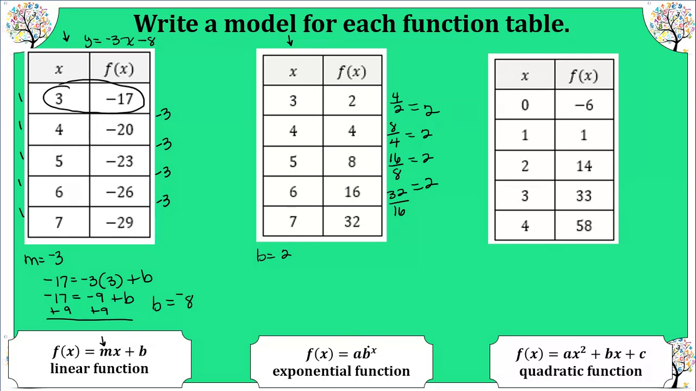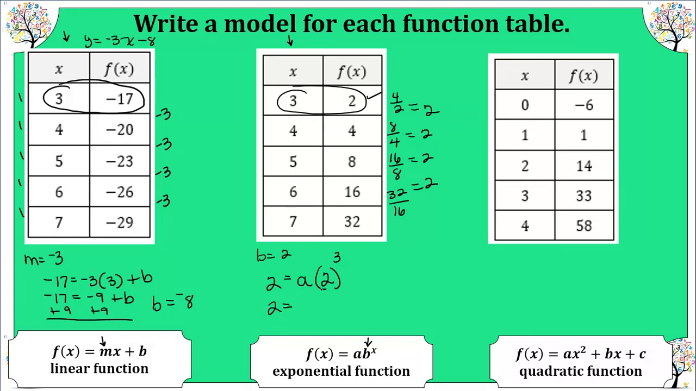So we're going to replace b with 2. We do not know our a value, our initial value. So we're going to pick a point, any point from the table, to be our x and f of x. So let's replace f of x with 2 from our table here, equals, we don't know the a value. The b value is also 2, we just found. And our input value, when our output is 2, is 3.